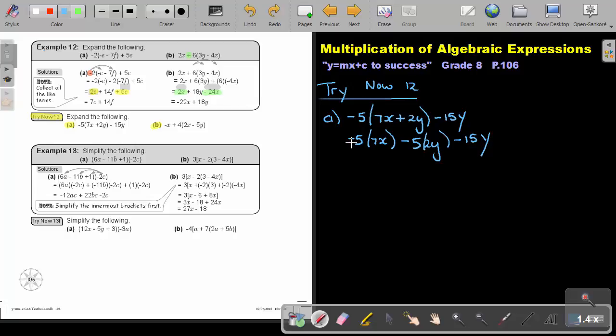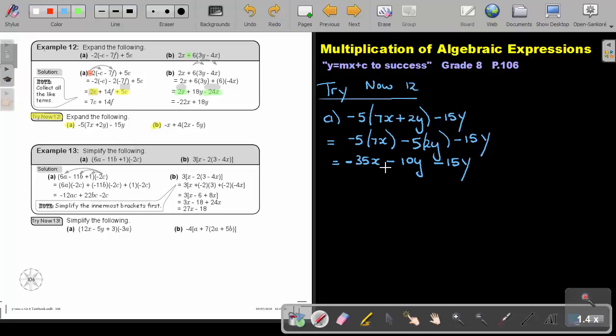Okay, now multiply. A negative 5 times 7. How many negative signs are there? There's just one. It's an odd number, and that's why the sign is negative. 5 times 7, that's 35x. Negative 5 times 2, that will be only one sign, so it's odd, so the sign is negative. That's 10y, and just rewrite negative 15y.